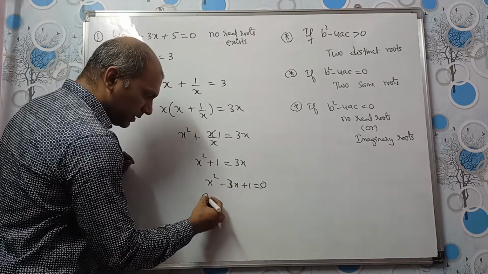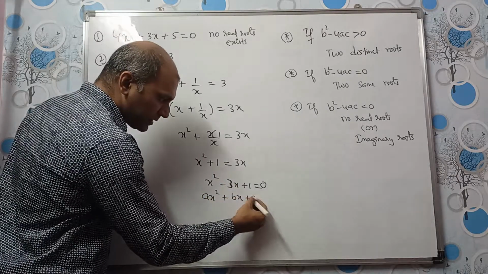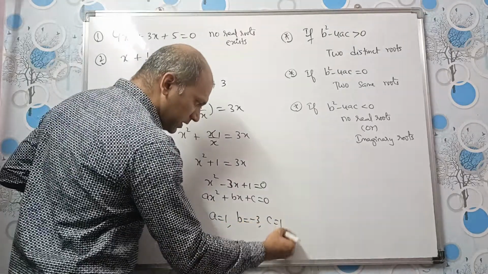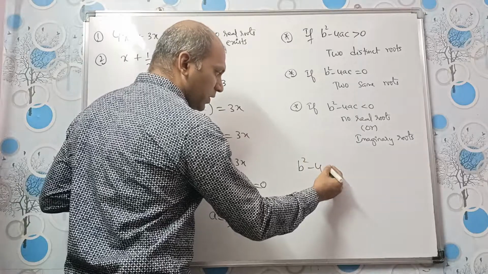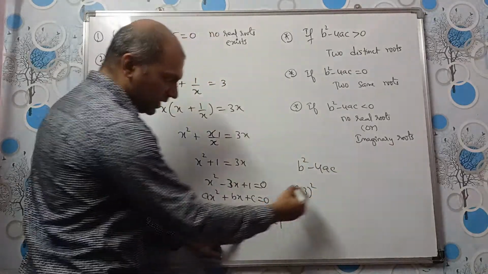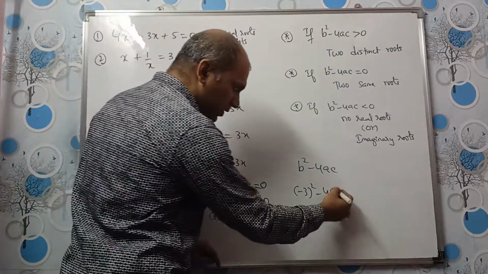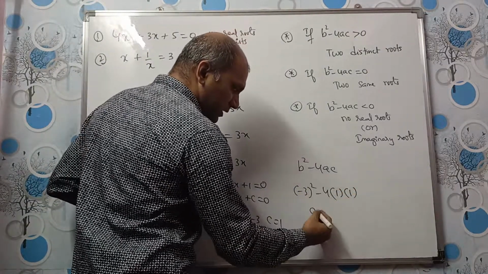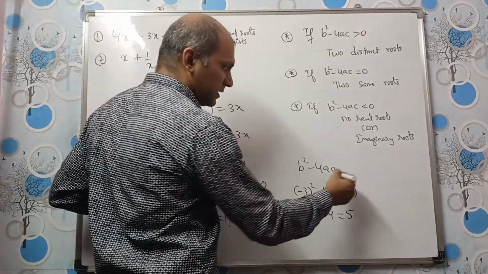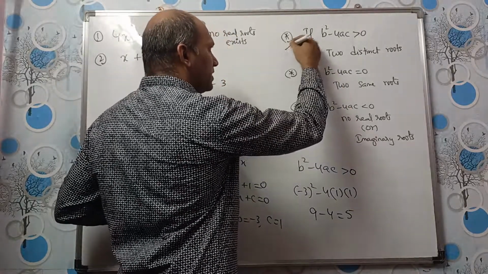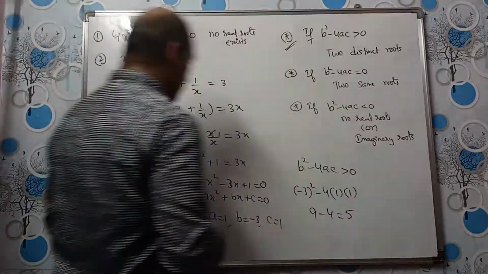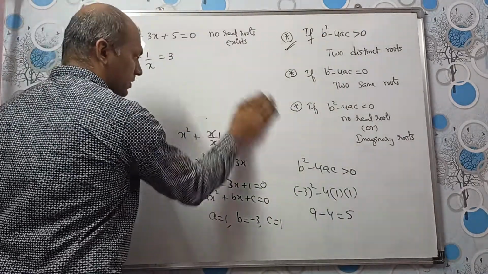Compare this with ax square plus bx plus c equal to 0. What is the value of a? a is 1, b is minus 3, c is 1. Let us find the discriminant, b square minus 4ac. So b square is minus 3 square, minus 4 into a which is 1, c is also 1. 3 square is 9, minus 4. So this is equal to 5. Is it greater than 0? Yes. If it is greater than 0, roots exist. Let us go ahead and find the roots.